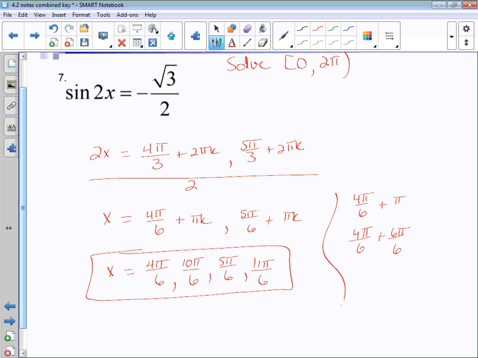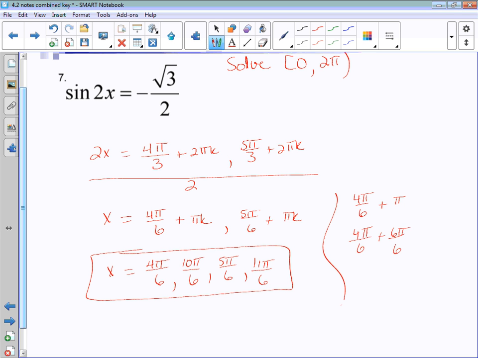Yes, this is the hardest part by far. Guys, we started with 2 answers, correct? We started with our 4 pi over 3, 5 pi over 3. This 2 tells me I'm going to have twice as many answers as you start with. If I started with 2, I ended up with 4. So what if this had been a 3 there? How many answers would I get? 6, because you started with 2.